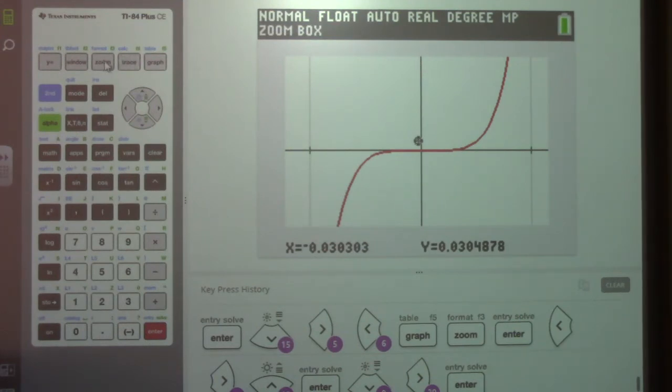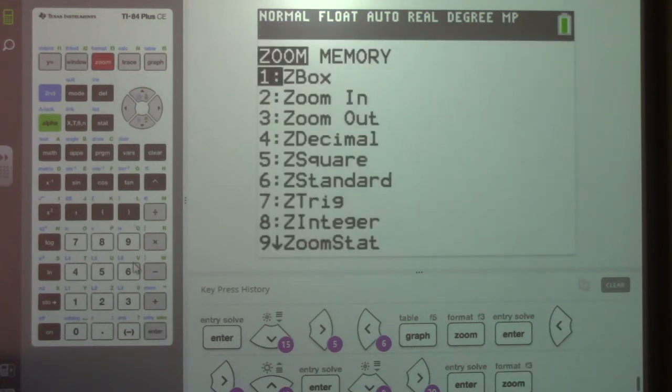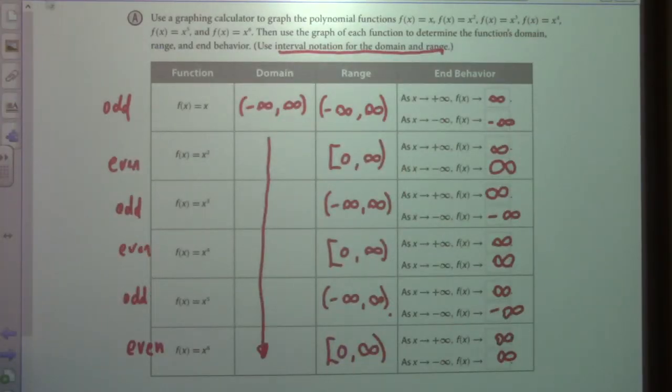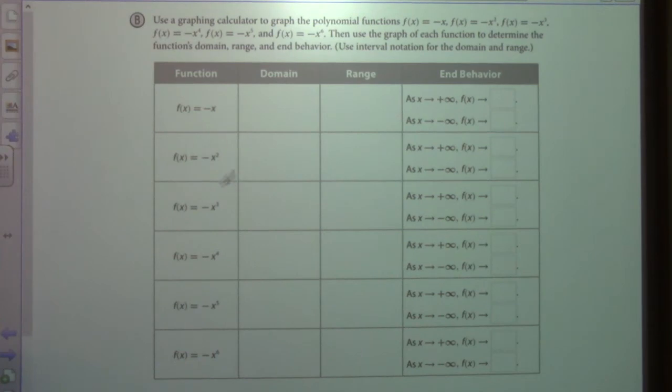And then we can change back to the normal window. How do you get back to a normal window? I just usually turn off my calculator. You could, but you go to Zoom 6, which gives you Zoom Standard. So that takes you back to the normal view. All right, next one. It's the same thing, but with the negative ones. So the domains are going to be exactly the same. But your range here, the range is still going to be the same for your odd functions.